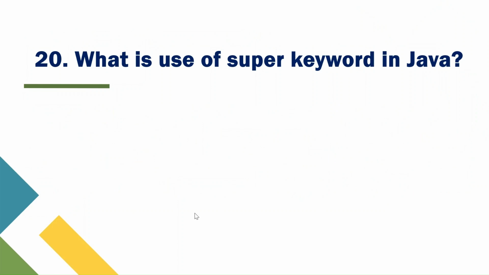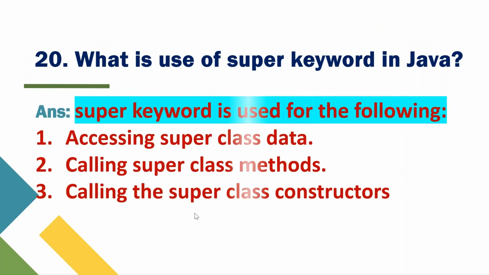What is the super keyword in Java? One use is accessing superclass data, that is nothing but superclass variables. Whenever the variable name is the same in subclass and superclass, I can write super dot the variable name. Then I can call the superclass methods, and also I can call the superclass constructors by using the super keyword.